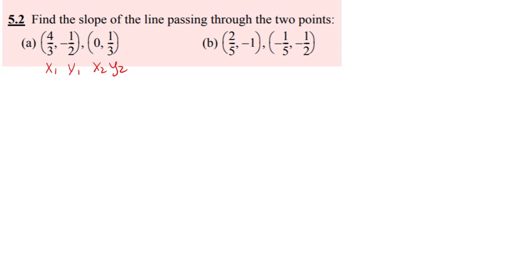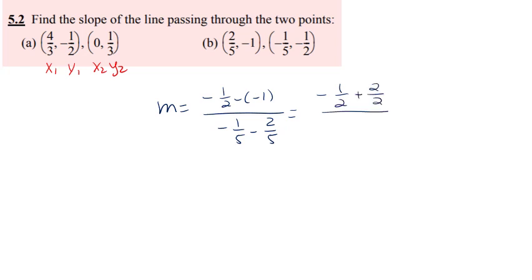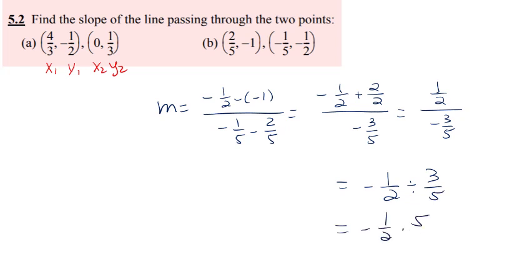All right, so for part B, I'll do it in this color. So for part B, I have negative 1/2 minus negative 1 over negative 1/5 minus 2/5. Okay, common denominator. And this I can simplify. So I have 1/2 divided by negative 3/5. I know the answer is going to be negative because positive divided by negative is negative. Write it the way we know how. Keep, change. Nothing simplifies, so negative 5/6.